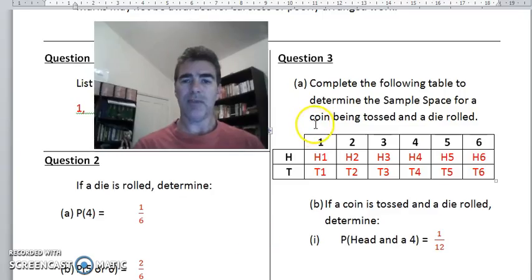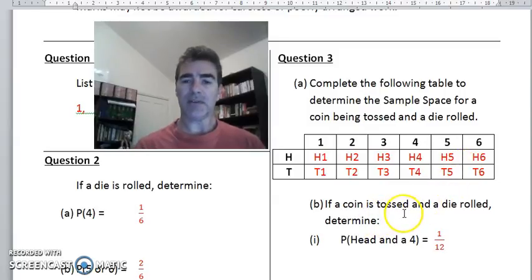That leads us to question 3, the sample space we want for a coin being tossed and a die rolled. An easy way to do that is a table. It could land on heads or tails for the coin. The die could land on the numbers 1 through to 6. So if it landed on heads for the coin, then we can have the numbers 1 through to 6 for the die, and tails for the coin, the numbers 1 through to 6 for the die also. So there's 2 lots of 6, which is 12 possibilities there. So in red there is our sample space.